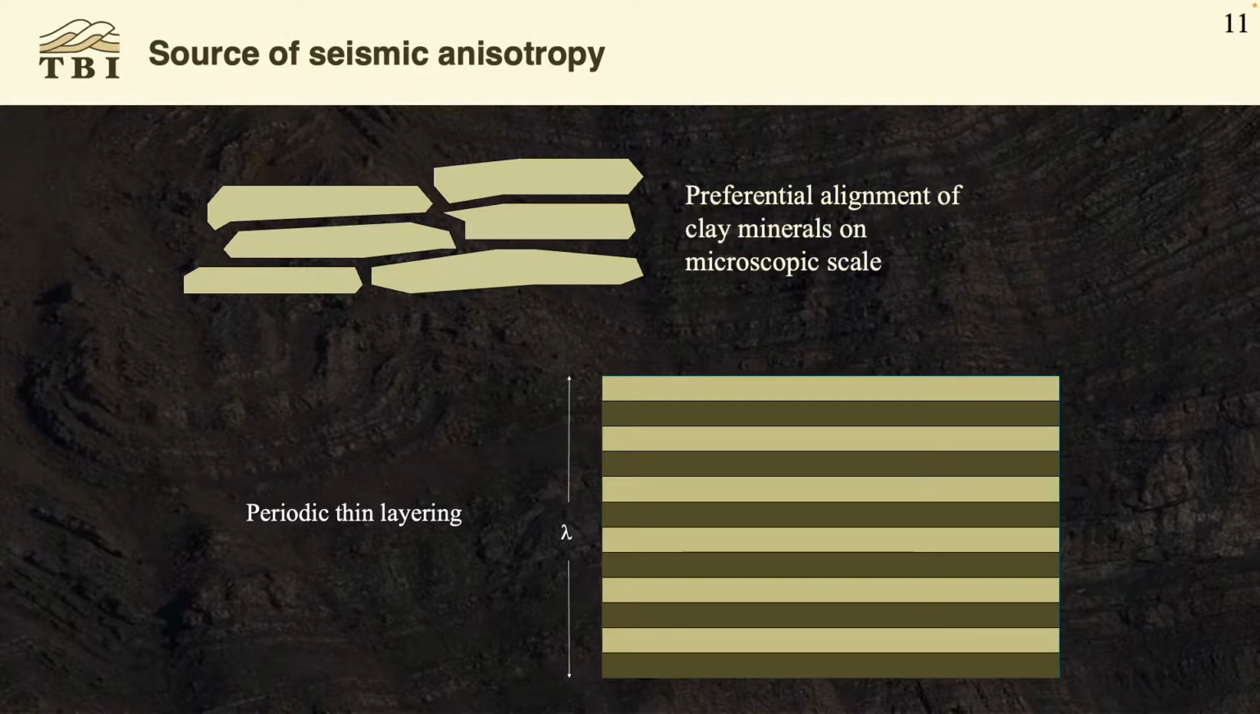Seismic anisotropy is an interesting phenomenon, and it comes from a few different sources. One of them is the preferential alignment of clay minerals on the microscopic scale. Your platelet-shaped grains of shale are aligning themselves up reasonably flat.